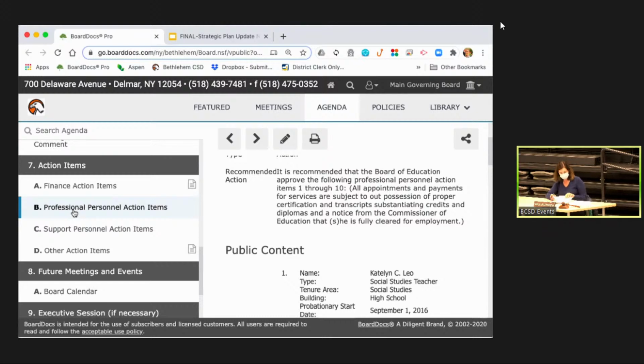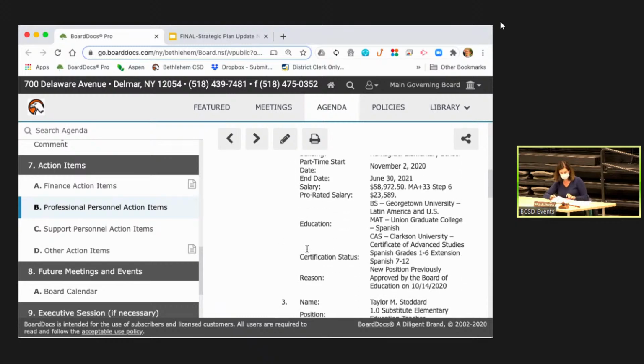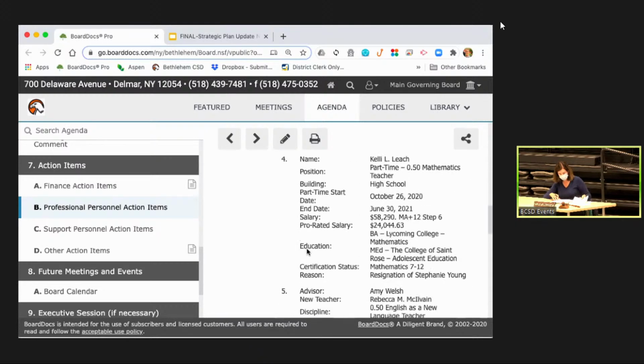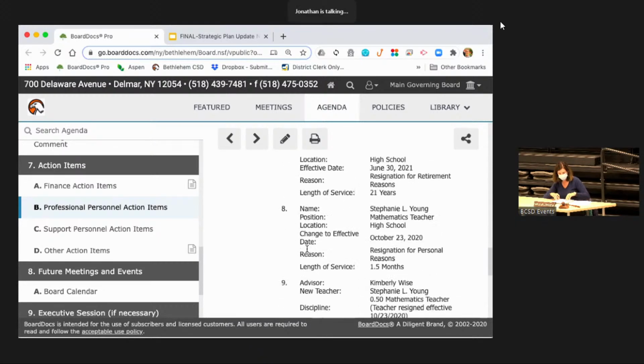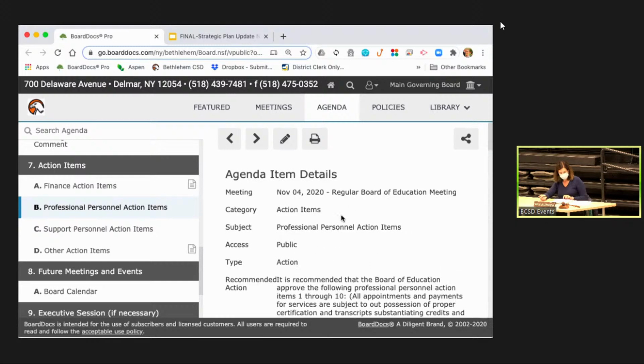That carries. B, professional personnel action items. It is recommended that the Board of Education approve the following professional personnel action items 1 through 10. So moved. Second. Any discussion? All in favor? Aye. Any opposed? Any abstentions? That carries.